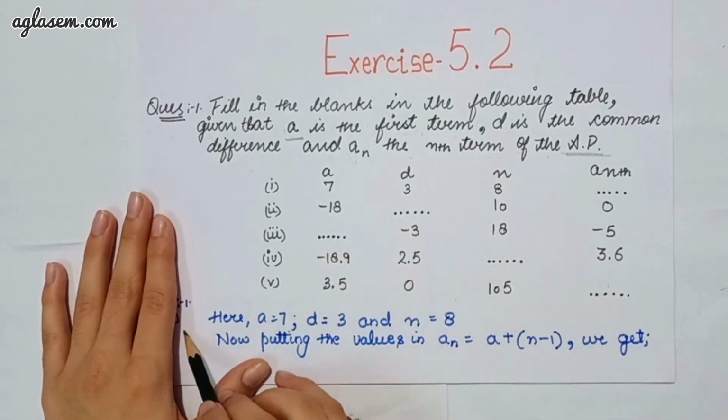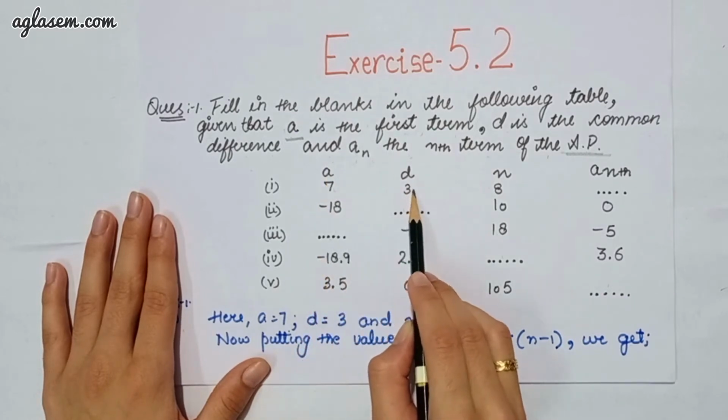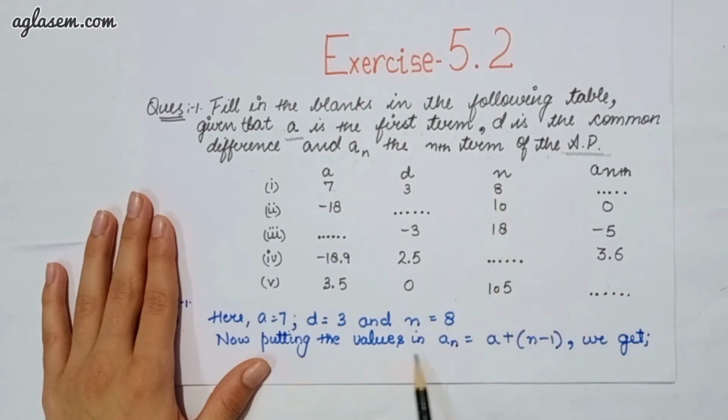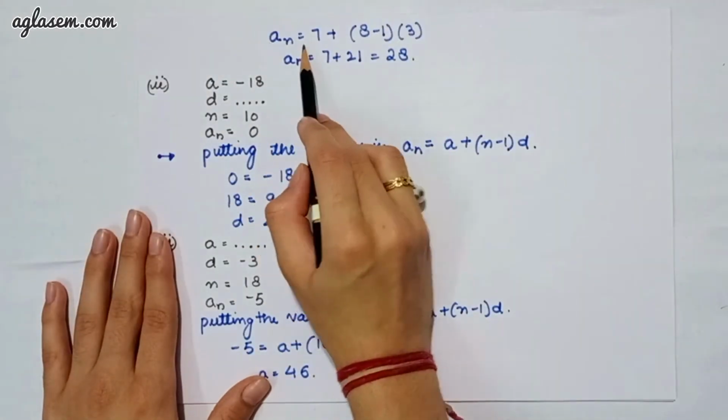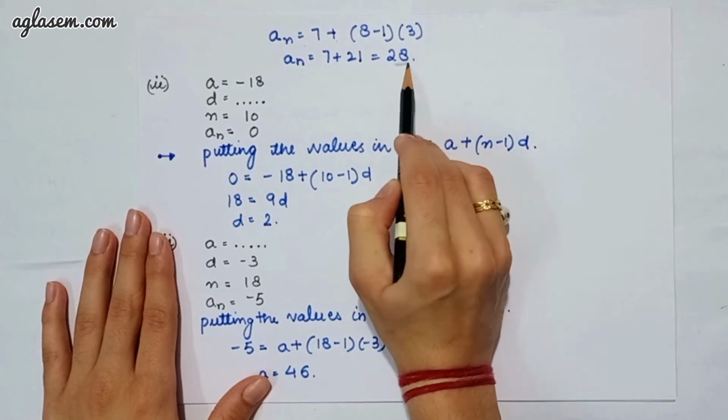So the first part says here A is given, that is 7, D is given, that is 3 and N is given, that is 8. So now we have to put the value in AN is equal to A plus N minus 1 into D. Further moving, AN is equal to 7 plus 8 minus 1 into 3, which will give you 28.